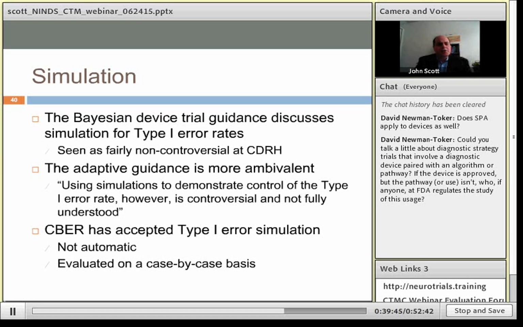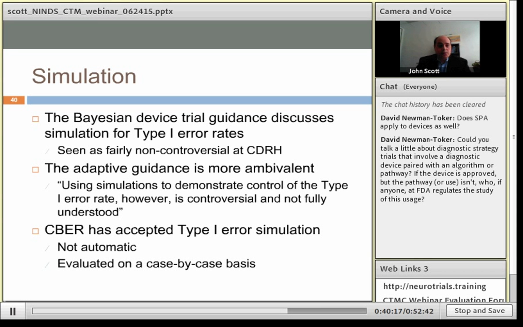I also wanted to talk a bit about simulation. I believe there was a previous webinar about the importance of simulation in this kind of design. The Bayesian device guidance talks about simulation at some length, and the Center for Devices considers simulated type 1 error rates to be fairly non-controversial. It doesn't mean they accept it all the time, but they don't consider the simulation in itself to be a problem. But the drugs and biologics adaptive guidance is a lot more ambivalent.